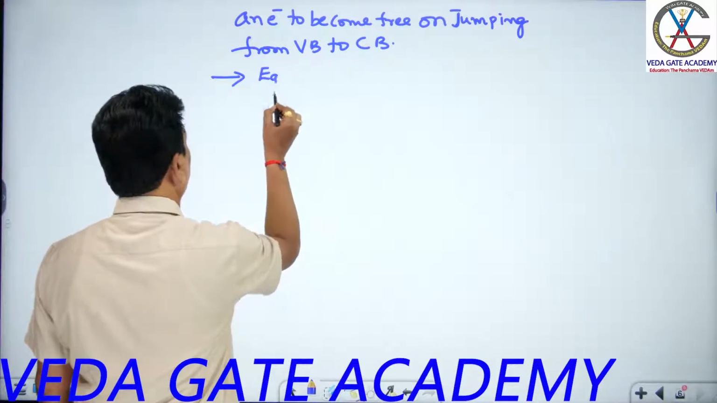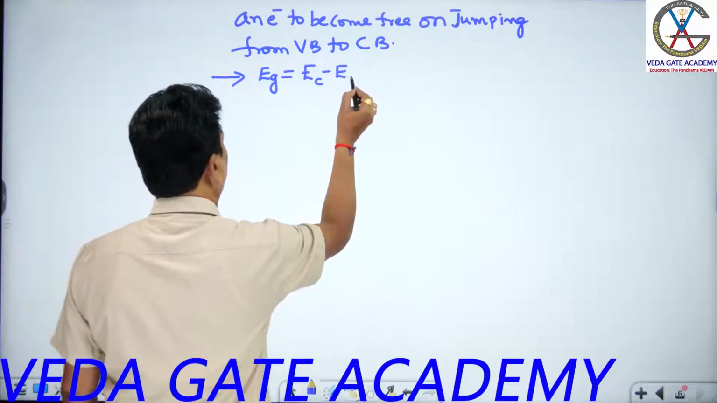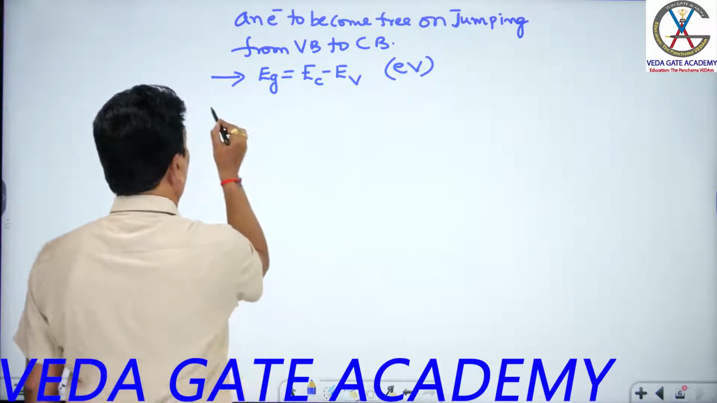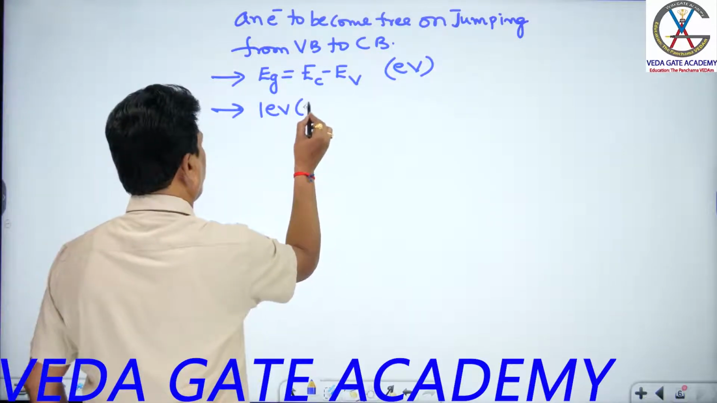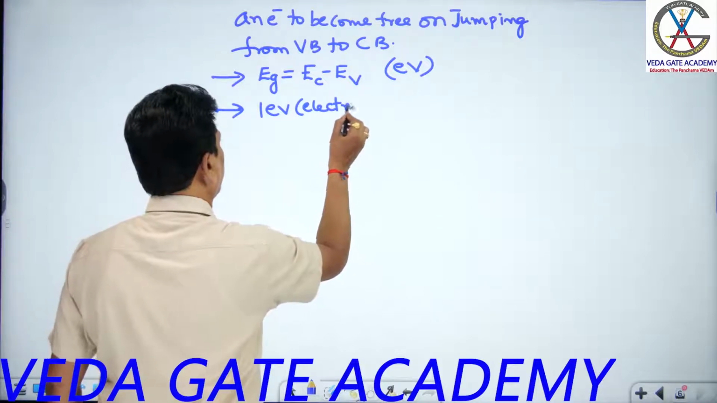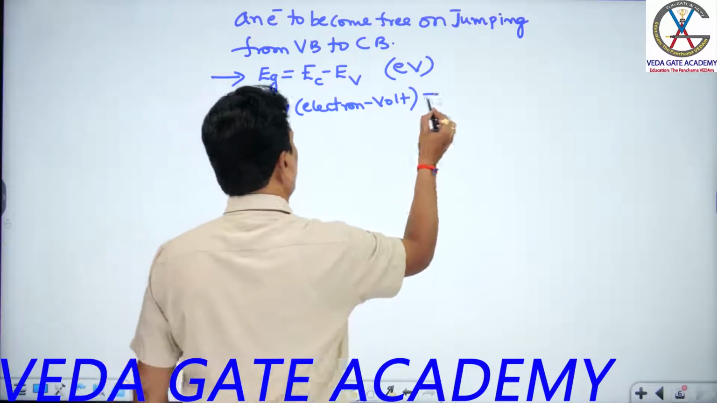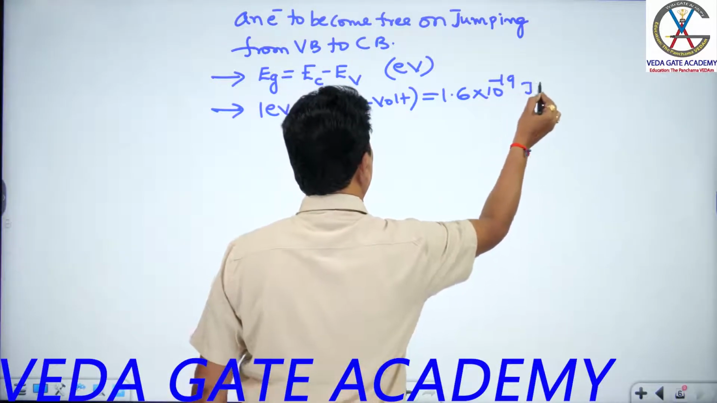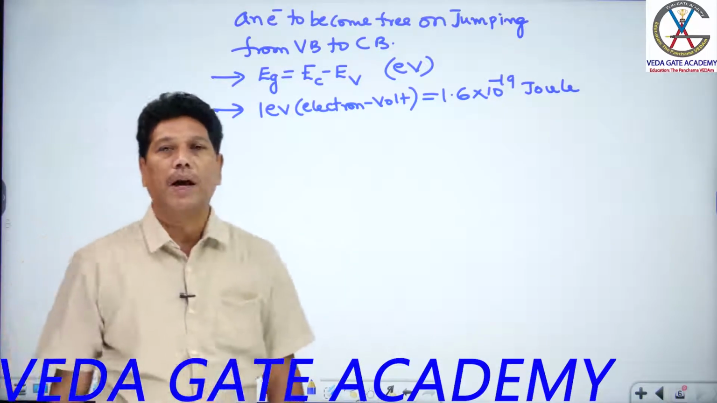I told you Eg equals EC minus EV, right? That is to be expressed in the unit electron volt. What is that electron volt, sir? 1 eV. eV stands for electron volt. Using the work function formula I told students, 1 eV equals 1.6 into 10 power minus 19 joules.